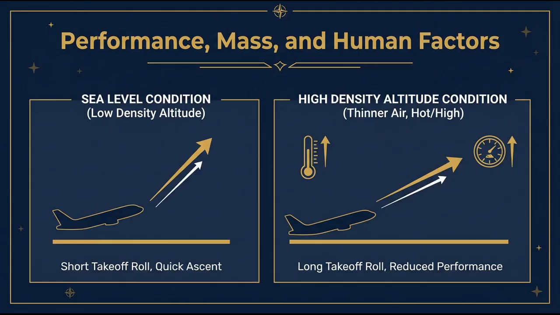Lesson 4. Performance, Mass, and Human Factors. Before every flight, you must verify your mass, balance, and flight planning. If you cruise at a true airspeed of 100 knots into a 20-knot headwind, your ground speed is 80 knots. For a 120 nautical mile trip, this will take 1 hour and 30 minutes.